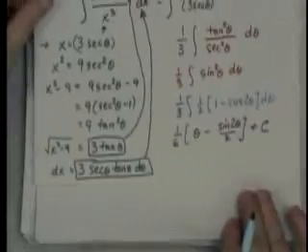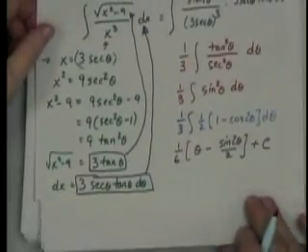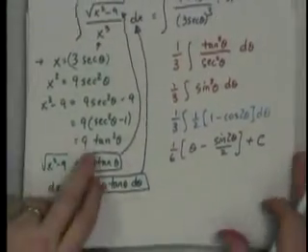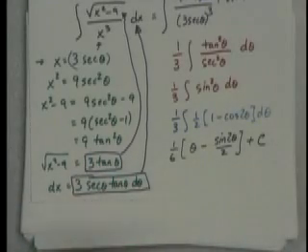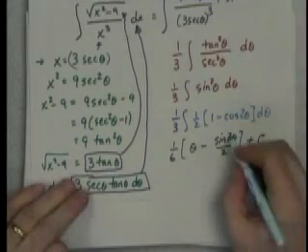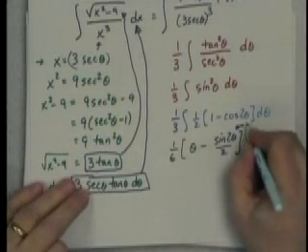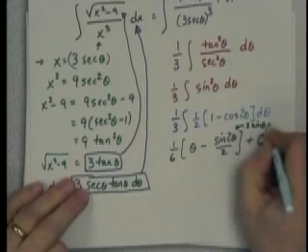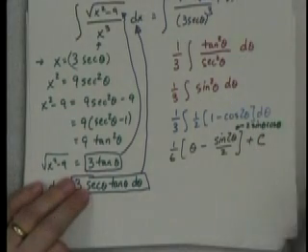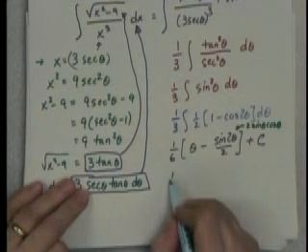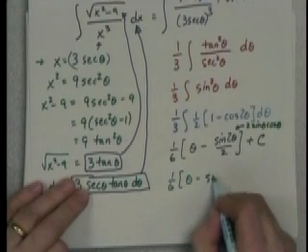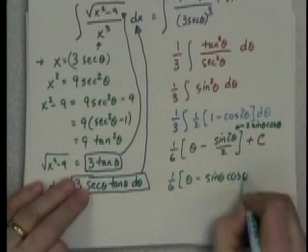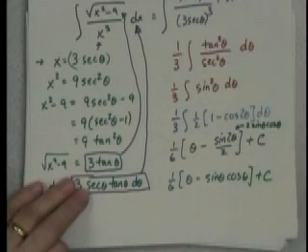Now we have another little identity here. Sine 2 theta is 2 sine theta cosine theta. So this becomes 1/6 of theta, my 2's are going to cancel, minus sine theta cosine theta, plus c.